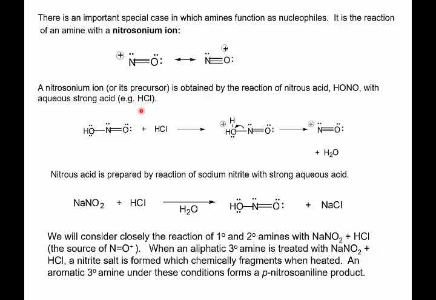The nitrosonium ion you don't find in a bottle on the reagent shelf. When you prepare it, the starting point would be nitrous acid. Nitric acid is HNO3, this is HNO2. It's a weak acid. If you treat it with the strong acid HCl, HCl protonates this oxygen. Now we have a potentially good leaving group, the protonated OH, which breaks off as water, leaving the nitrosonium ion, NO+. So that's how you basically make the nitrosonium ion.